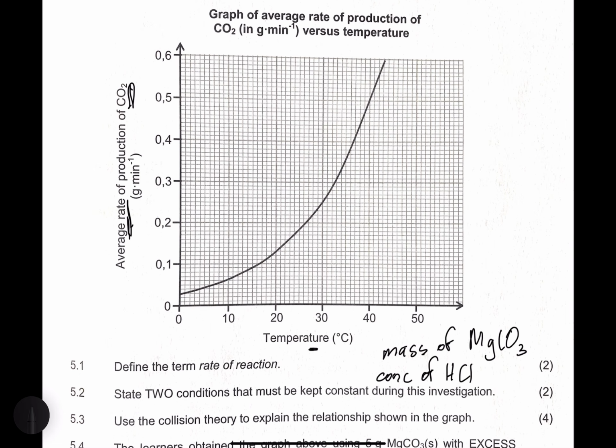Okay, right, now they say use the collision theory to explain the relationship shown in the graph. Now I want you to note that as temperature increases, okay, note what's happening to the average rate of production. So in this case, we see that as temperature increases, so does the rate of the reaction. Now they say to us, we should explain that according to the collision theory.